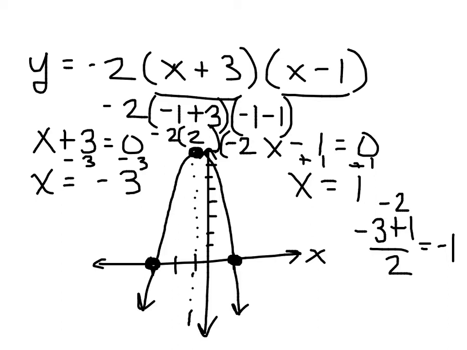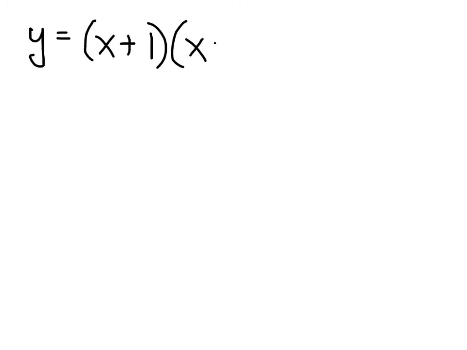Okay, do you want me to do another one like that? Yes? Okay. So, Reagan, pick a number between 53 and 56. 54. 54 has y equals (x plus 1)(x minus 3).